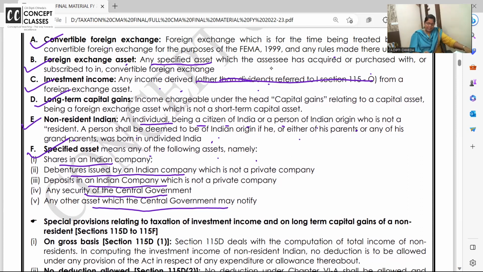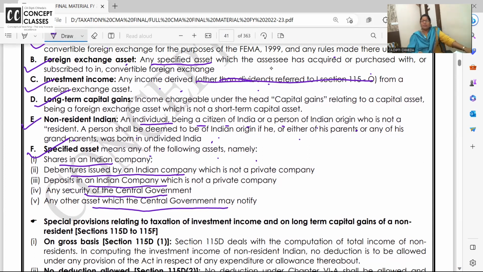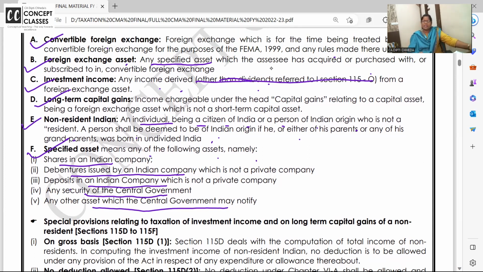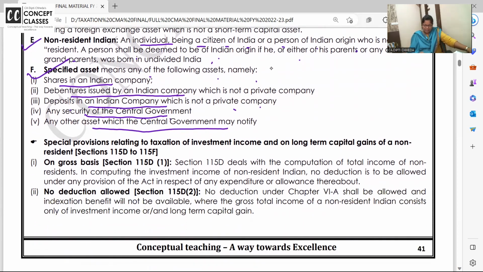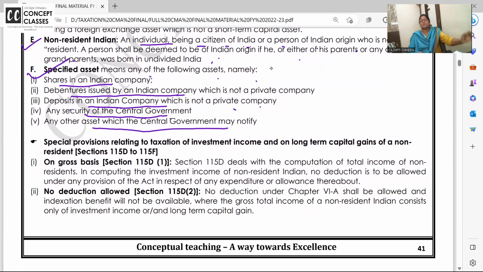What is a specified asset? Shares in an Indian company, debentures issued by an Indian company, deposits, like we make FDs with the bank. There are some company deposits also, not with a private company but other PSUs. Securities of the central government, any other asset of the central government he has invested in. Then what will be the specific taxes for this person? NRI.